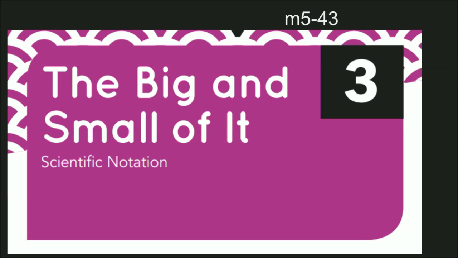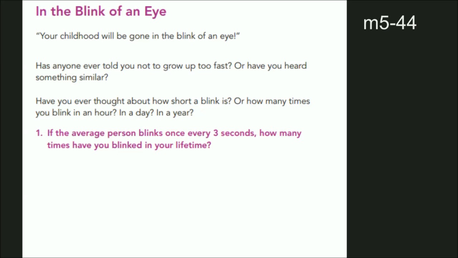So I need to meet you over at M543. Go ahead and open up your pages to M543. The top is section 3 that says the big and small of it, scientific notation as we talked about. Hopefully you've had a chance to get there. And we're going to flip forward to M544 and look at what the getting started talks about.